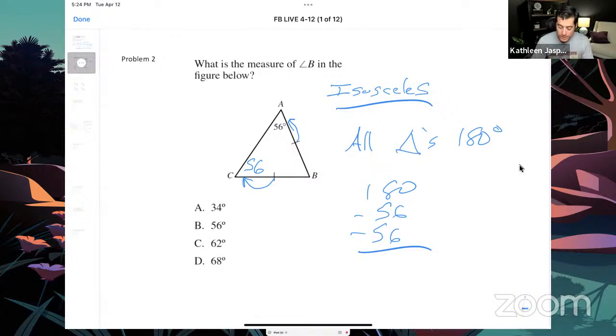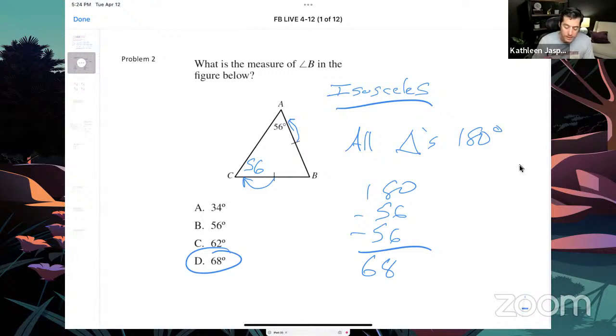So I just go 180. I know every triangle's got 180. I'll take 56 away from that first angle. I'll take 56 away from that second angle. That leaves me with 68. And that gives me D as the correct answer. Okay. So that's what you're trying to do for this one here.